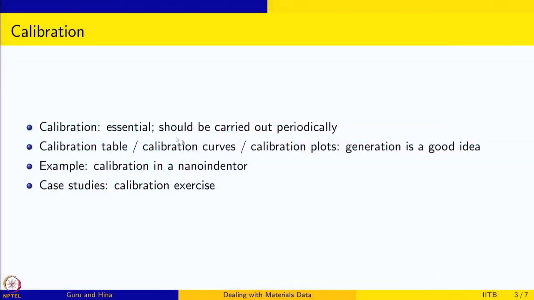Calibration, as we discussed sometime back, is very essential and it should be carried out periodically. After calibration is done, typically a calibration table or curve or plot is generated, and sometimes fitting is used for this. So you will have a material or some process for which you know what the reading should be. And you will use your equipment and read what the equipment gives as the reading, and the difference is to be corrected. Because we know the calibration material, we will use that to correct.